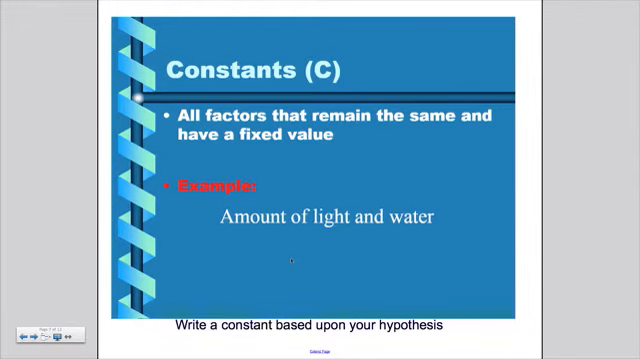Constants. All factors that remain the same and have a fixed value. In the example of the scenario, the amount of light and water would be constants. Write a constant or multiple constants based upon the hypothesis and the dependent and independent variables that you're creating in your experimental design. Pause the video until everyone has written this information, including circling where it wrote in the experimental scenario the light and water, and labeling it constants.